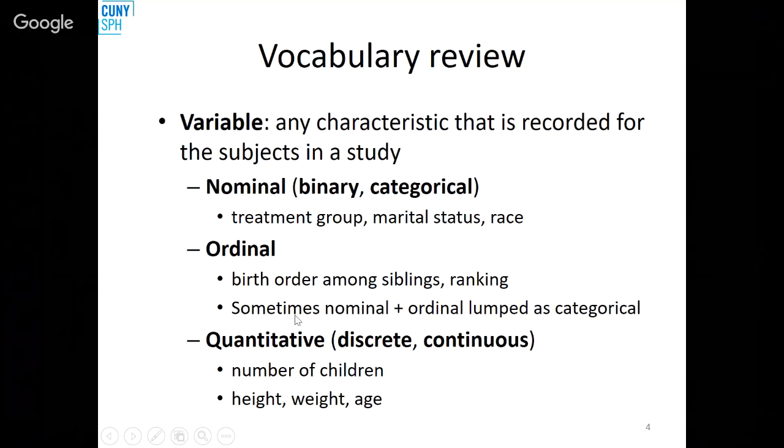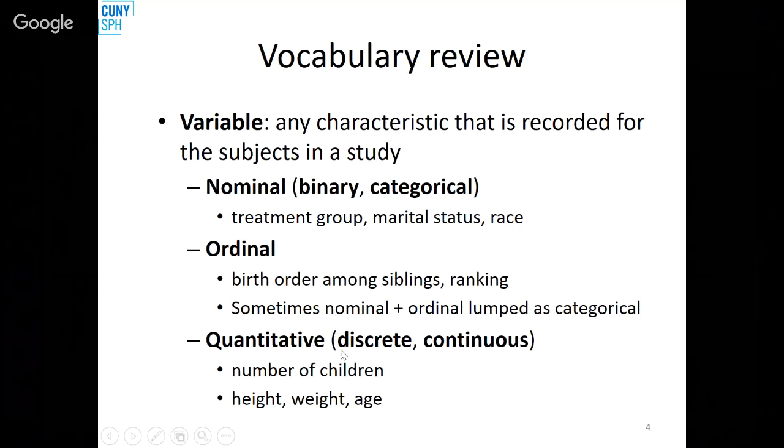And I thought I would note that sometimes nominal and ordinal variables can be lumped together. They're both categorical data types. So if you hear categorical data, that could refer to both nominal and ordinal data types. And then quantitative data are really numbers. So these are numbers in the classical sense, in that the rules of arithmetic apply. You can add, subtract, multiply, and divide them.